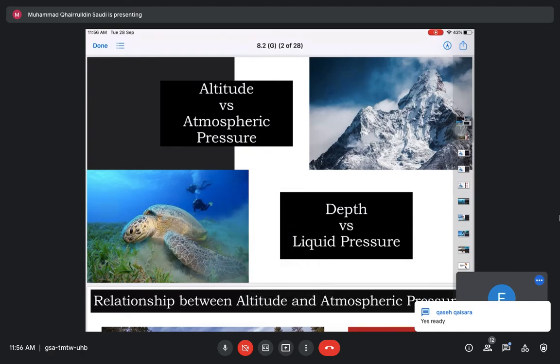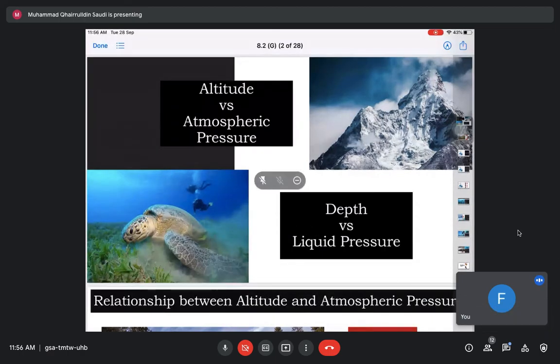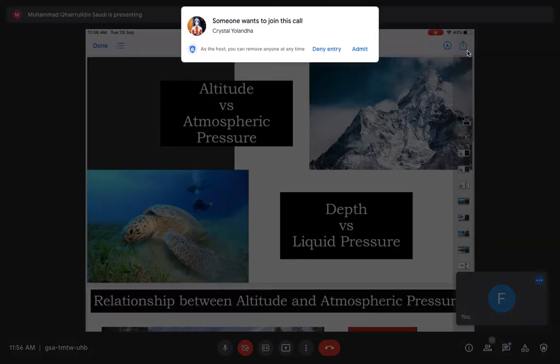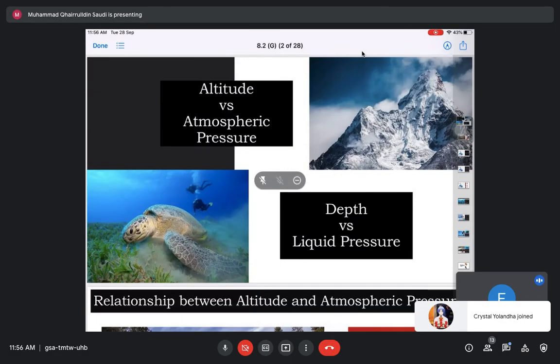Great. So today's lesson is very much related to our last lesson. We are going to look at altitude versus atmospheric pressure. Last class we went through atmospheric pressure, the meaning of atmospheric pressure and the applications in our daily life. So today we are going to see whether altitude plays a role, or has any relation with atmospheric pressure.